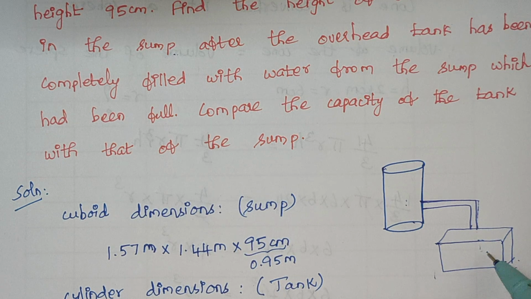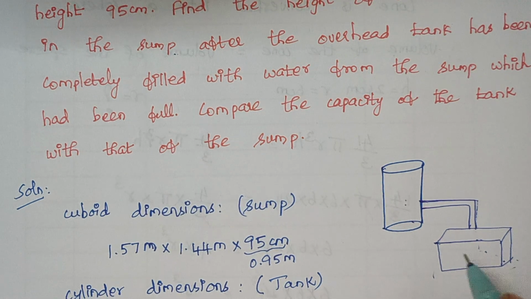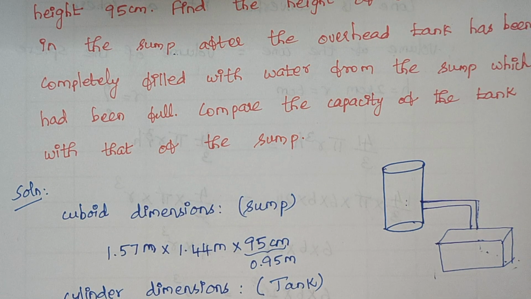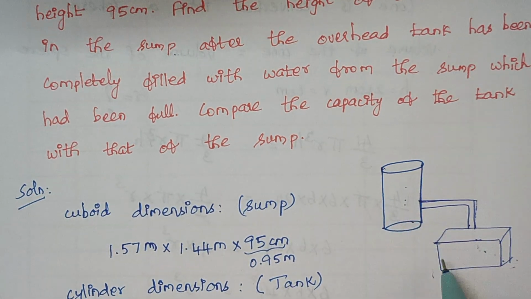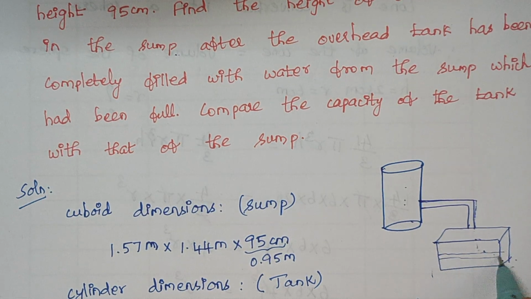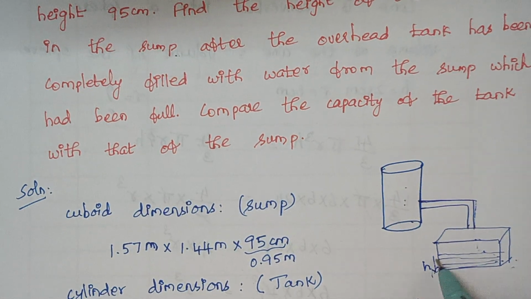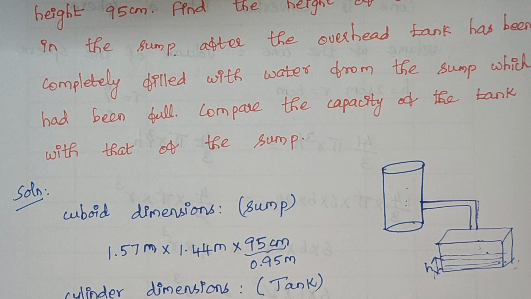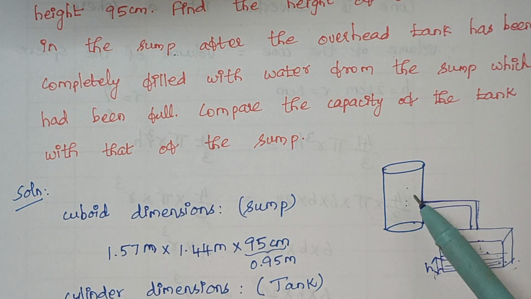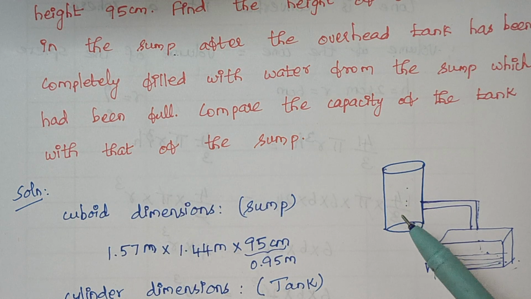When it is pumping water from the sump, what happens to the water level? The water level in the sump gets automatically reduced. Initially the water is full. Now after pumping water to the overhead tank, the water level has reduced, like this. Now you have to find the height of this water level in the sump, provided the overhead tank is completely filled with water. Am I making the problem clear? I hope so. Now we will proceed with the calculations.